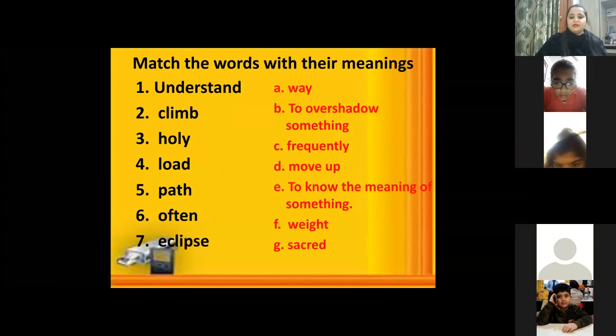Okay, so understand means to know the meaning of something. किसी चीज का जब हम मतलब समझ लेते हैं, that is called to understand something. So yes, option E is the correct option. Number 2, it is climb. What's the meaning of climb?